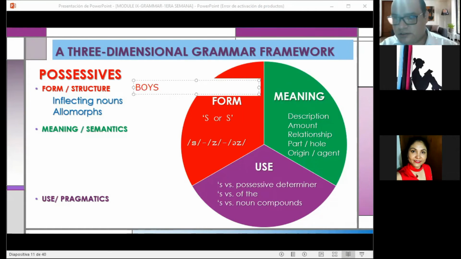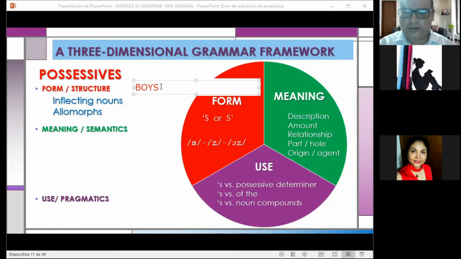Boys. Oh, Diana, is the change a noun adjective? No. When you change words, you use derivational morphemes, not inflectional. Inflectional doesn't change the type of word. And we are going to analyze it here.